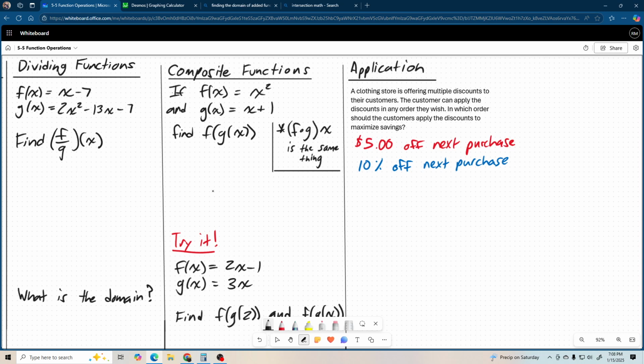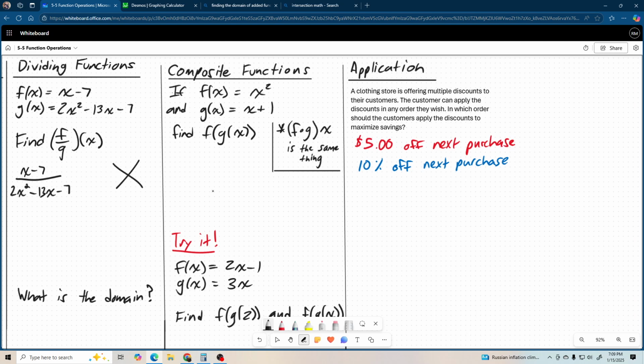So let's do this. We're finding f divided by g of x, where f of x is x minus 7, and g of x is 2x squared minus 13x minus 7. Let's find our quotient. This is going to be f over g of x, so x minus 7 over 2x squared minus 13x minus 7. And now what's cool is we get to play around with something we haven't used in a while. We're going to use our little tree.